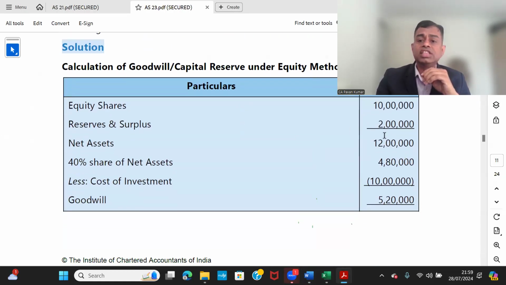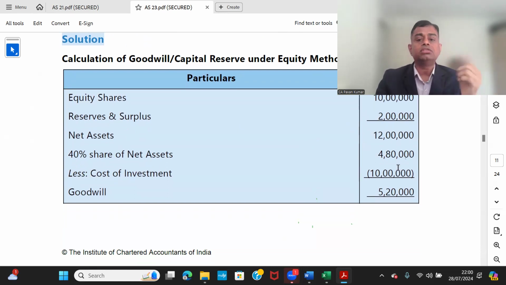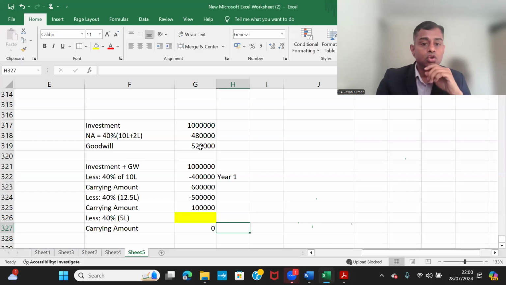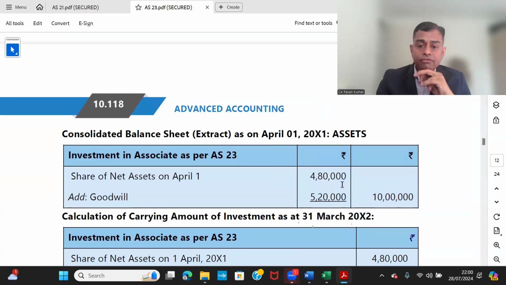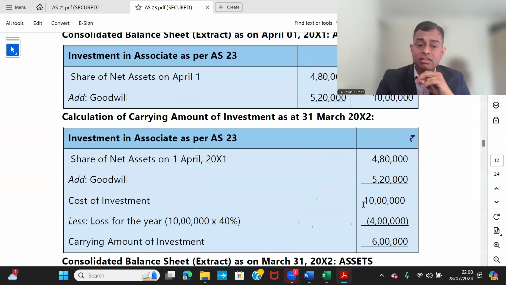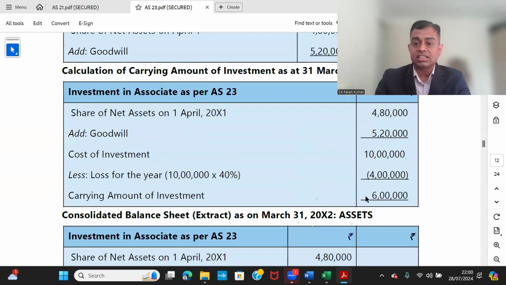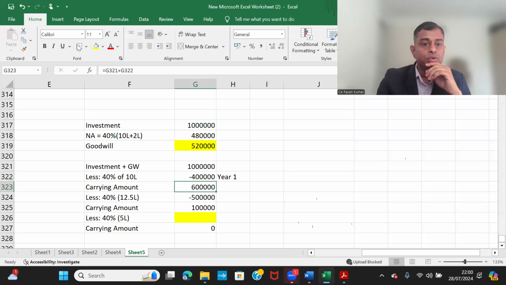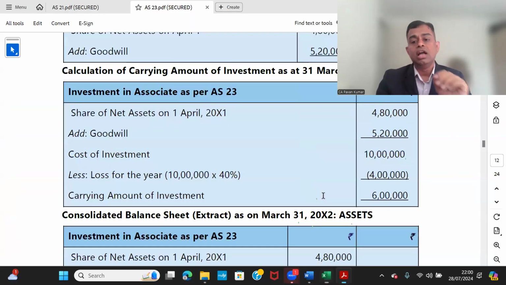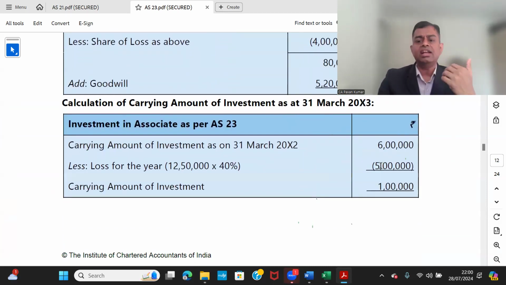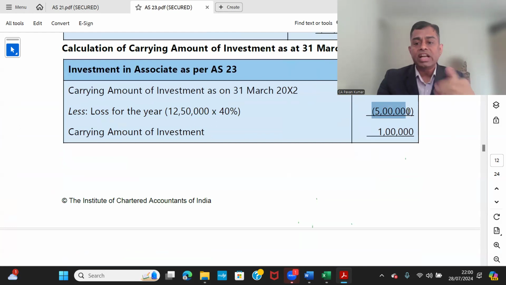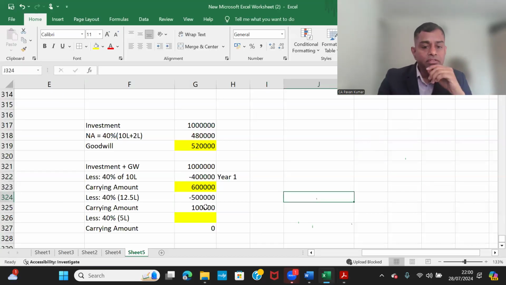If you look at the answer, they said the same thing. 10 lakhs, reserves and surplus 2 lakhs, total net assets 12 lakhs on the date of acquisition. In that 40% is 4,80,000, cost of investment 10 lakhs, goodwill 5,20,000. Year one, add 480, 520, 10 lakhs, minus 4 lakhs, 6 lakhs. First year carrying amount 6 lakhs. After that, reduce 5 lakhs, it will come to 1 lakh.